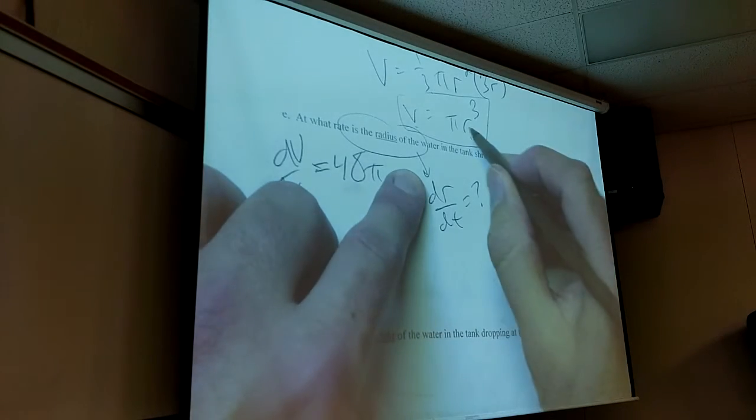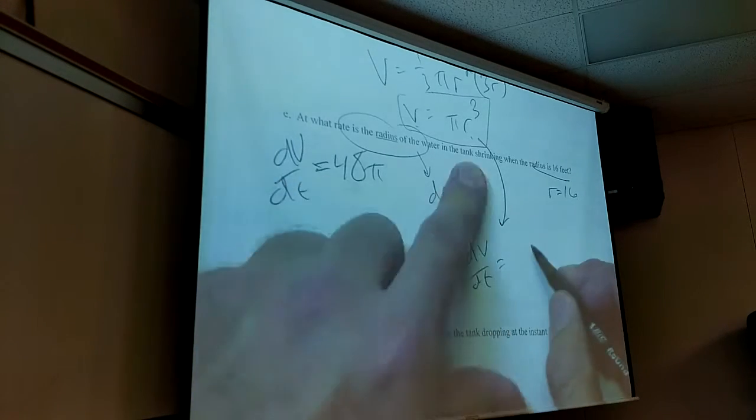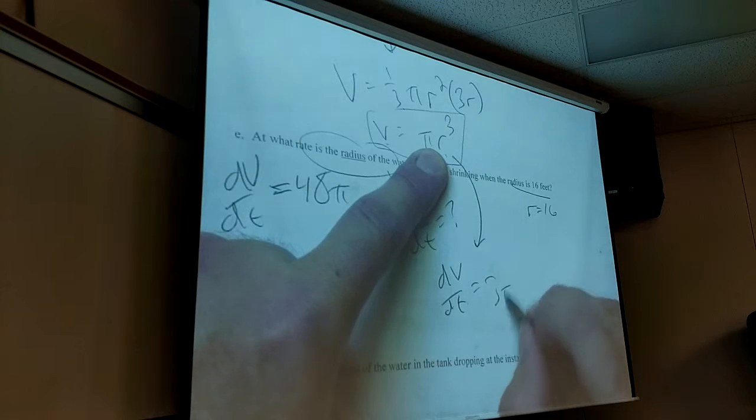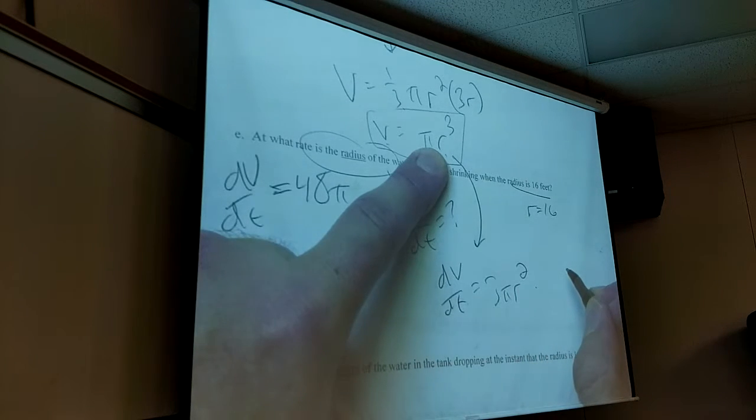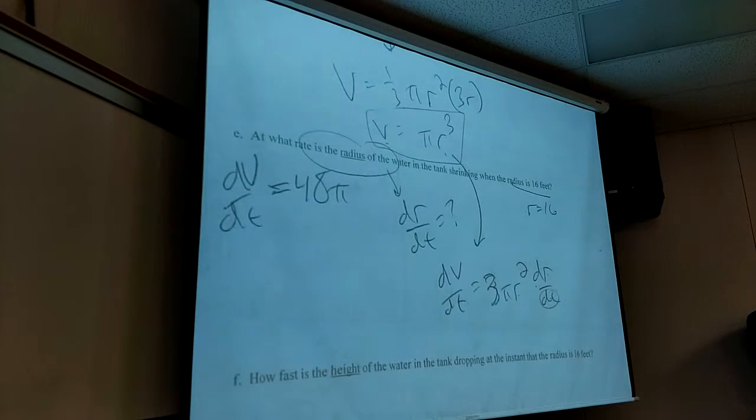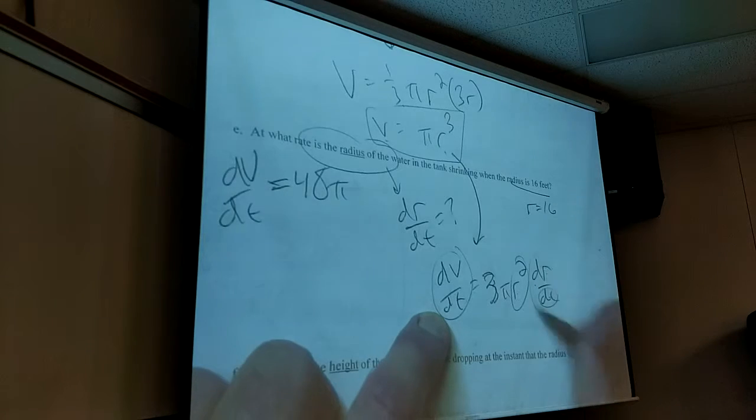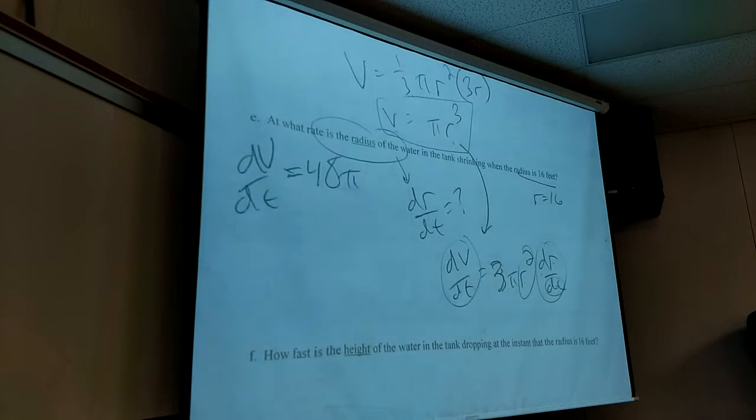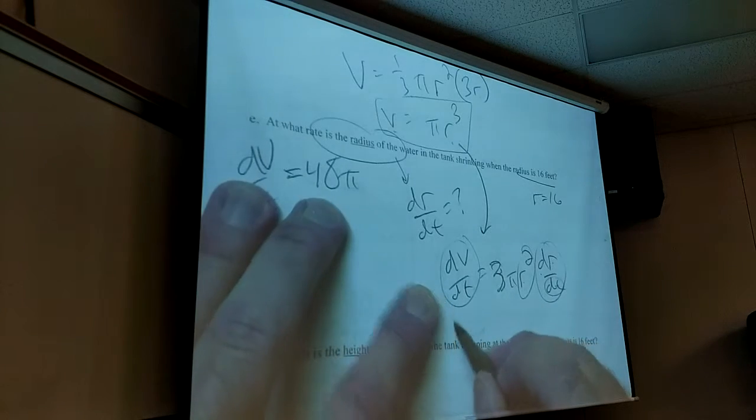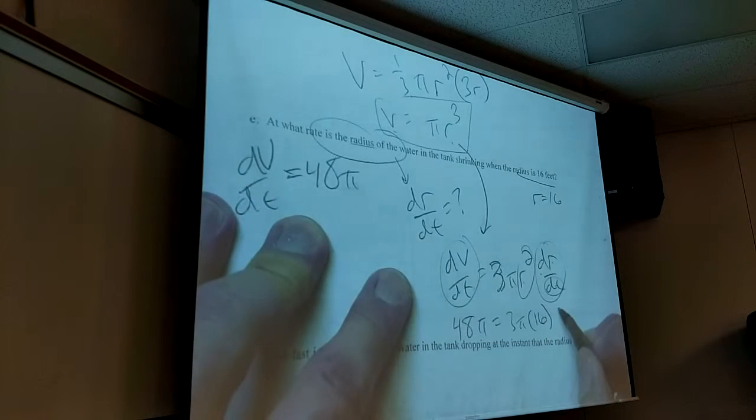What do you get when you take the derivative of this guy? I'll do this side. What do you get on this side? 3πr squared, times dr/dt. Derivative of the inside with respect to what I'm taking the derivative with respect to. And do I know everything I need to know? I know this, check. I know this, check. I don't know this, beautiful, I can solve for that. I know this is 48π, I know r is 16 at this point, and I can solve for dr/dt.